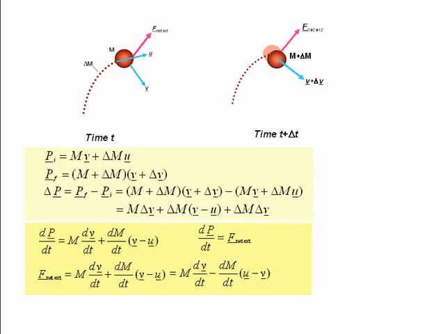So therefore, we can just write that m dv by dt is equal to the net external force acting on the system, plus dm by dt times the relative velocity, v_rel, where v_rel is just equal to u minus v. The m dv by dt on the left-hand side of the equation is just equal to the force acting on the object m.